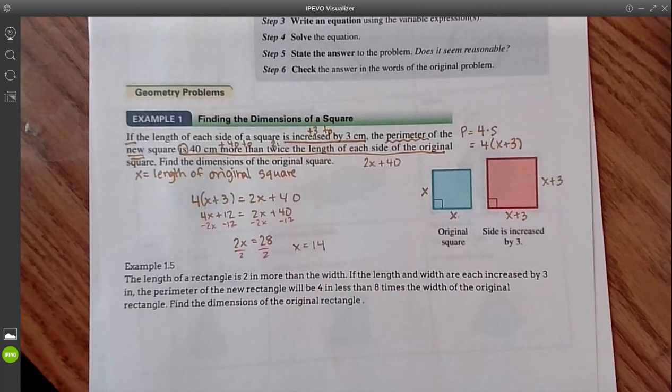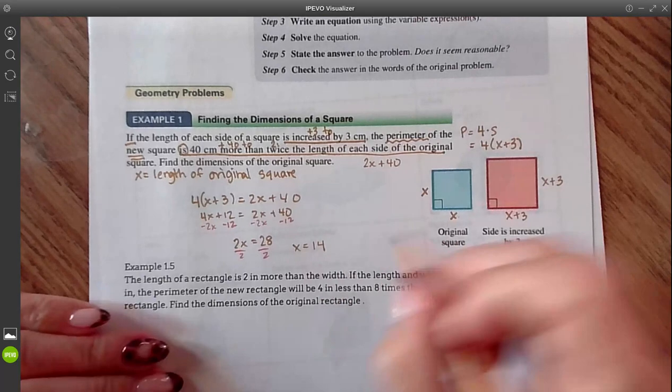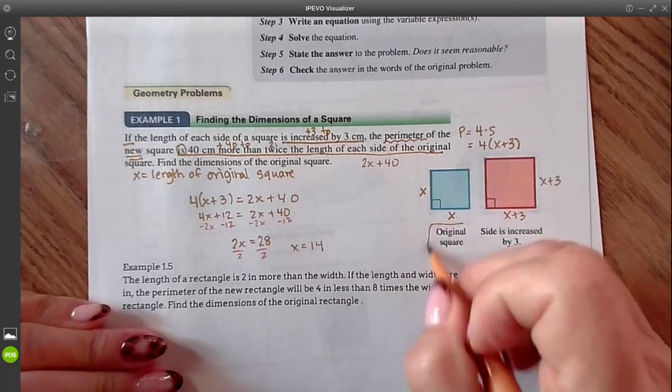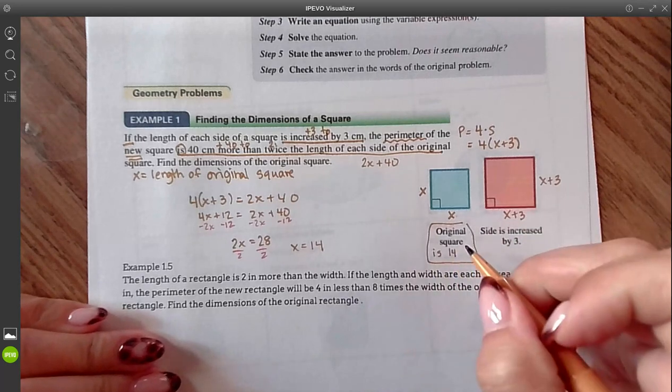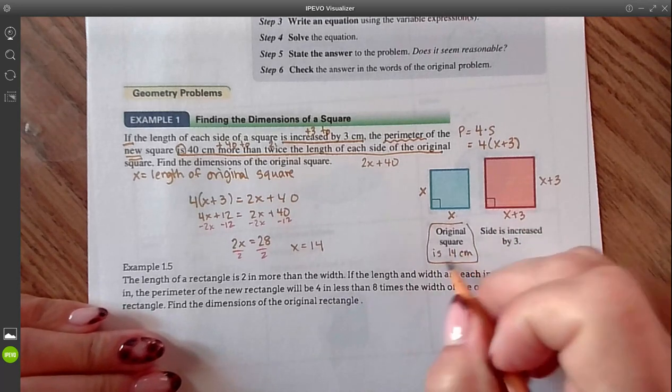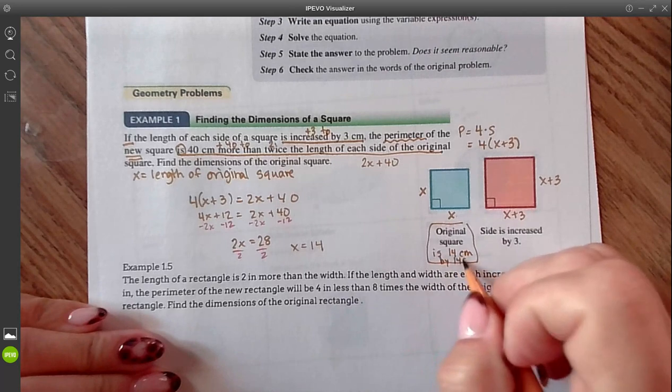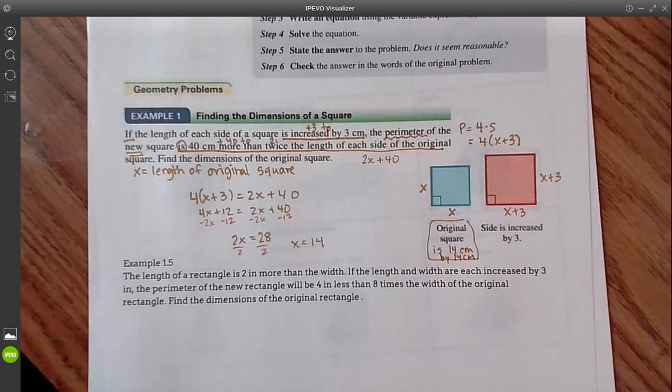So that is going to be the original square's measurements. So when it asks for the dimensions of the square, depending on how the MyMathLab is set up, it might just ask for one measurement, but it might also ask for the length and the width. But the original square is 14, what are we measuring in? Centimeters. So 14 centimeters, or has a side length of 14 centimeters.